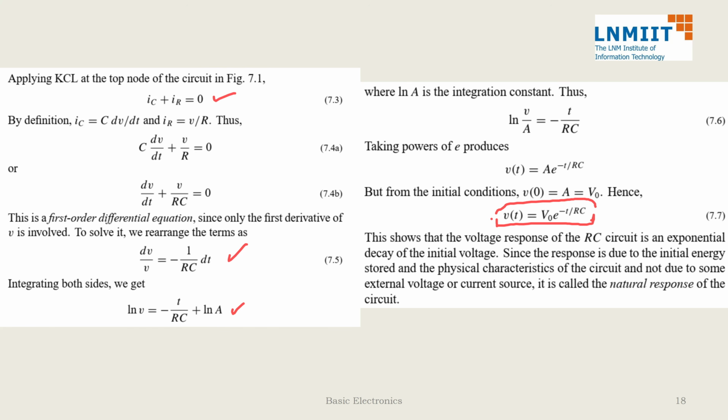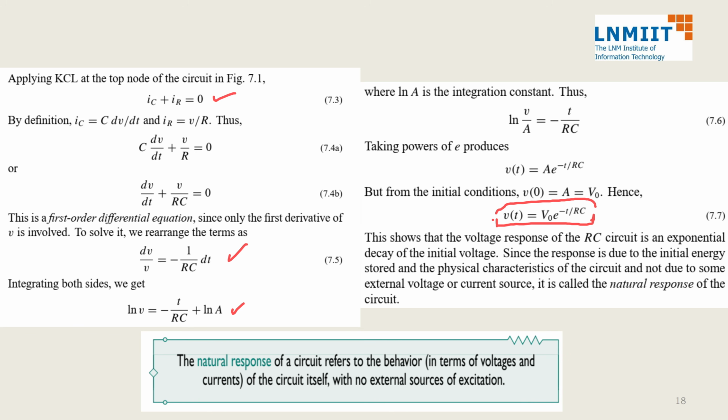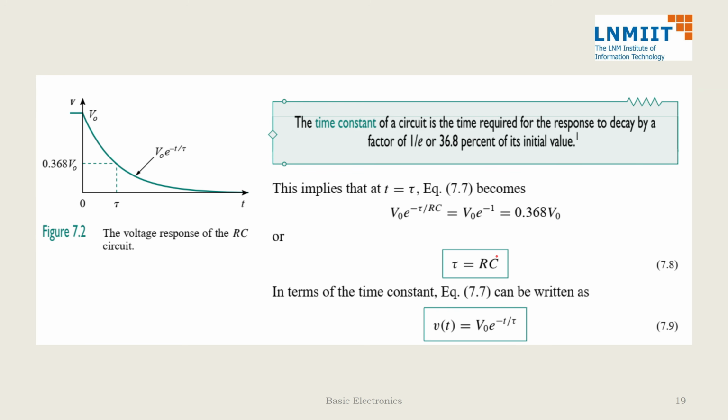Now let us focus on this equation. If I replace R times C with tau, it can be written as V naught e raised to power minus t by tau. This tau is called the time constant. This tau basically decides how slowly or quickly the voltage across the capacitor or resistor will discharge.